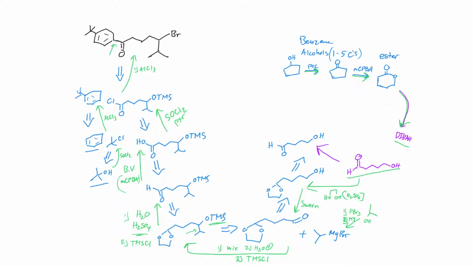I'll make that bond first. And then second, I need to deprotect. I'm going to use TBAF in this case. And third, I need to take my alcohol and turn it into a bromine. And that would be the synthesis for this molecule.